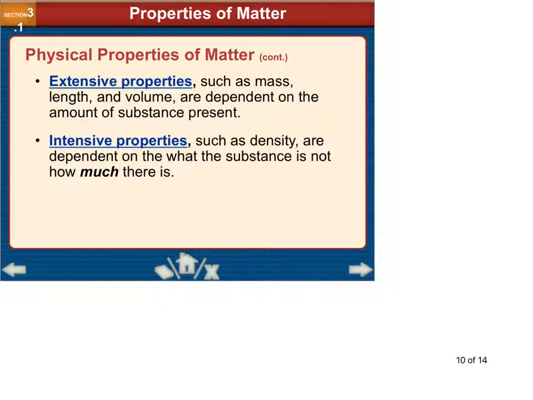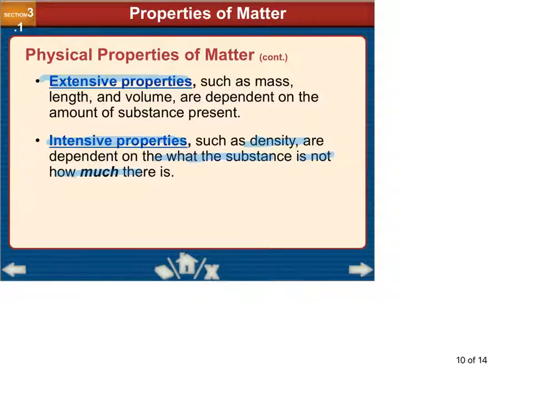Then a couple of types of properties: extensive property, intensive property. Now, intensive, I'm going to talk about first. Density. It's intensive. It depends on what the substance is, not how much. The property's in there. Doesn't matter how much we have. It's in there. Intensive.